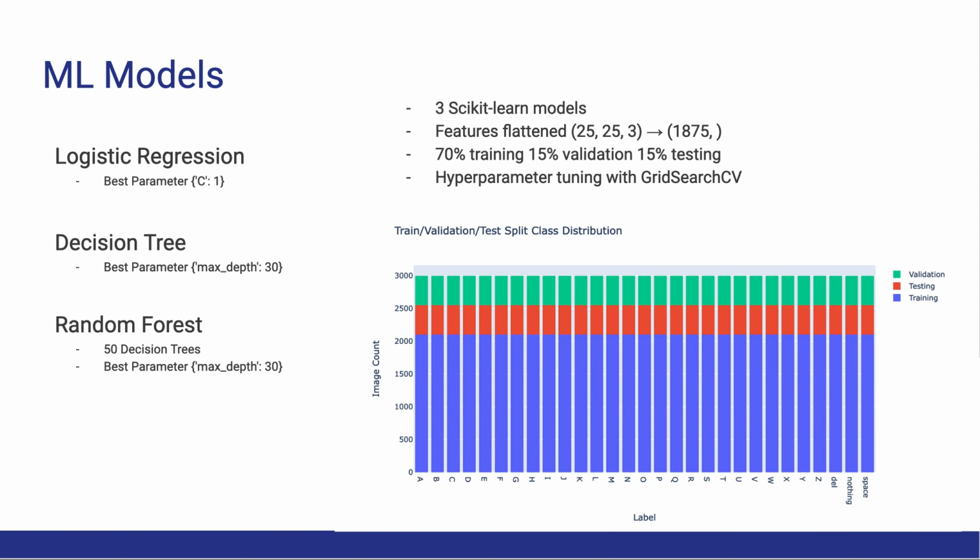So the first three models that I've constructed are logistic regression, kind of the baseline model, decision tree, and random forest. These are all scikit-learn models, and they take in a flattened version of the images. And then I've divided the image data set into three splits of 70% training, 15% validation, and 15% testing. And then I've tuned each of these on the validation sets to find the best parameters to use. So I've shown the hyperparameters I've tuned here and what the optimal values were.